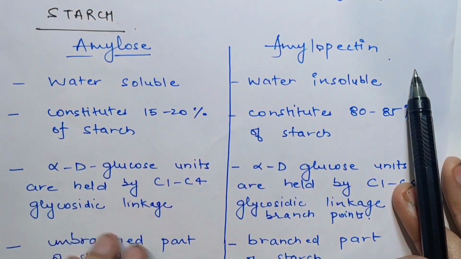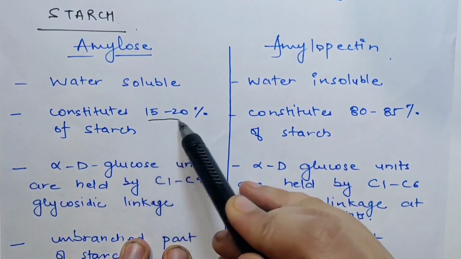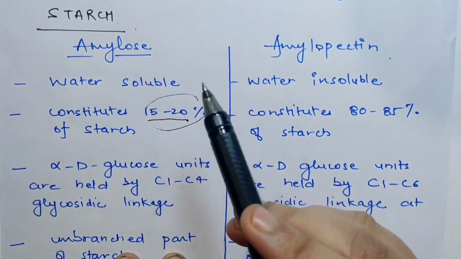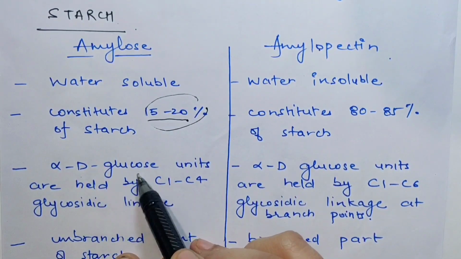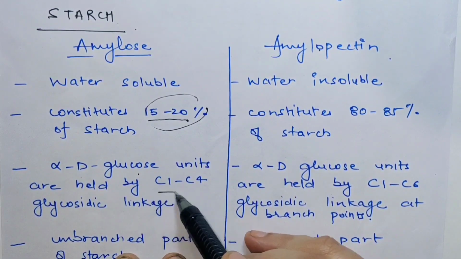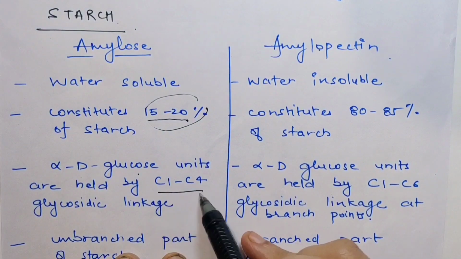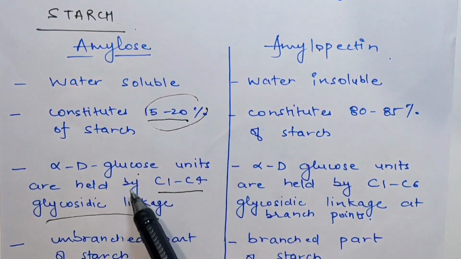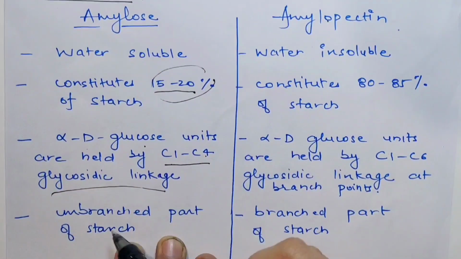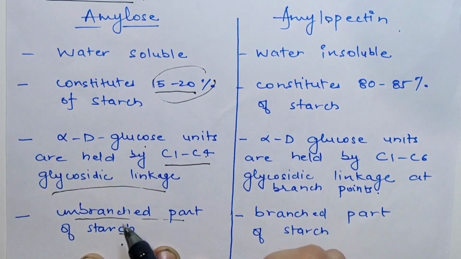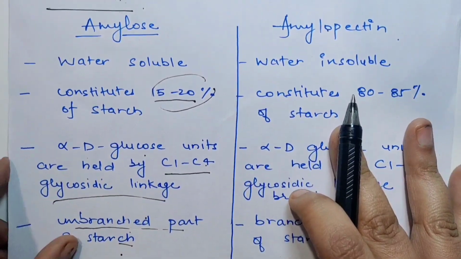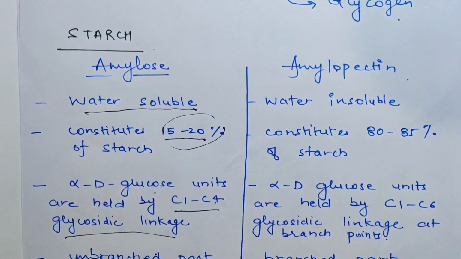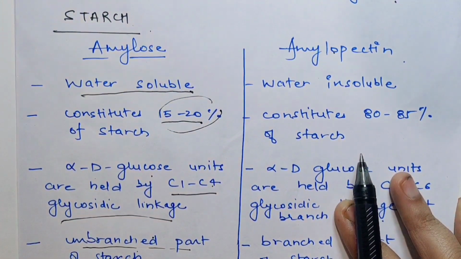Amylose is something that constitutes only 15 to 20% of starch. That means it's present in less quantity. It is where alpha D glucose units are linked by C1-C4 glycosidic linkage. Now C1-C4 is a straight linkage. That means it's unbranched. It's the unbranched part of starch. This is also water soluble. So these are the four things that you need to know about amylose.